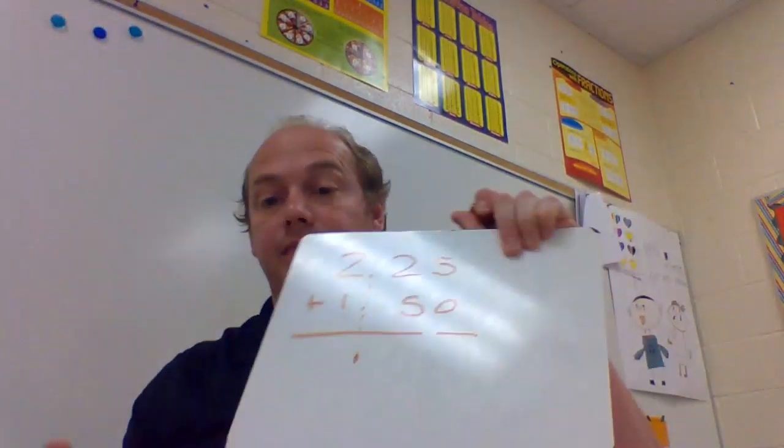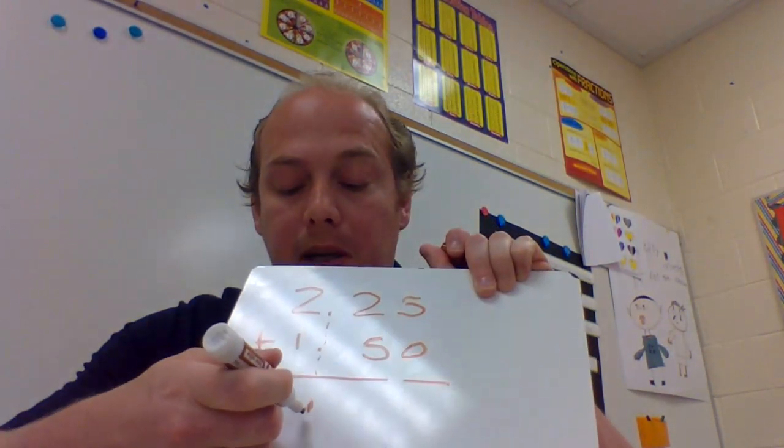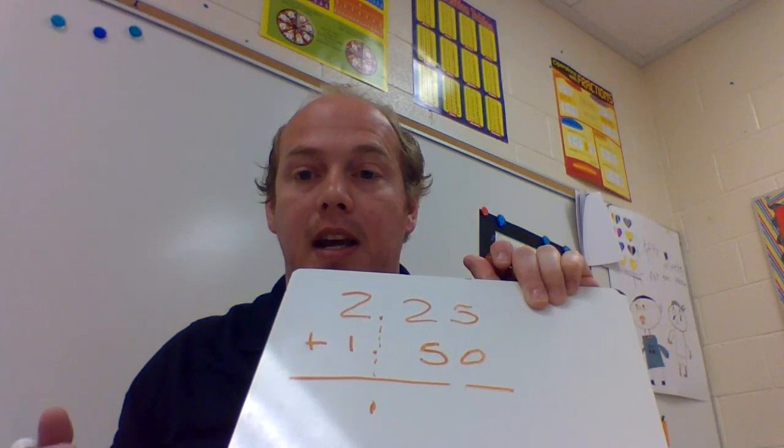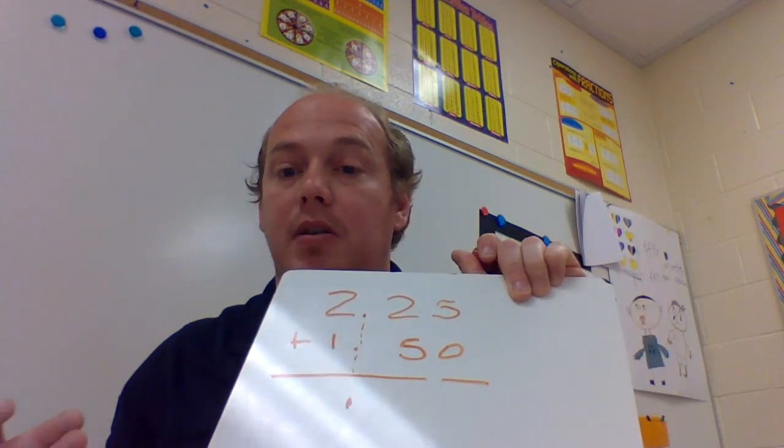So since we lined up that decimal, we're just going to go ahead and bring it down. Bring it straight down, like that. And you don't have to make it that big. I just want you to be able to see, because this is a little bit of a different view and a little bit different size board than I usually use.